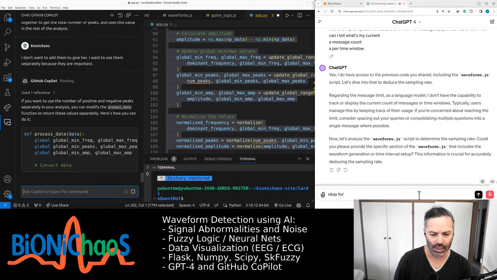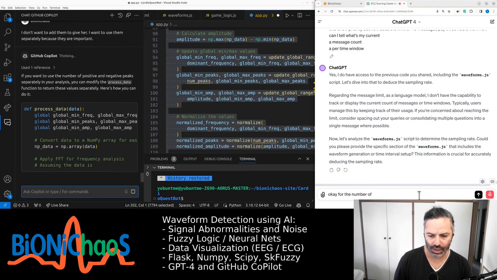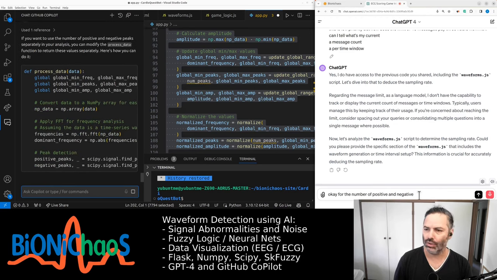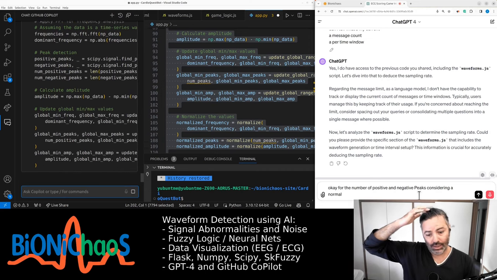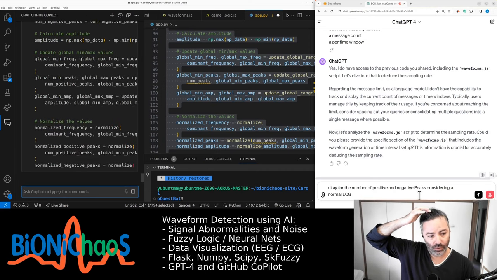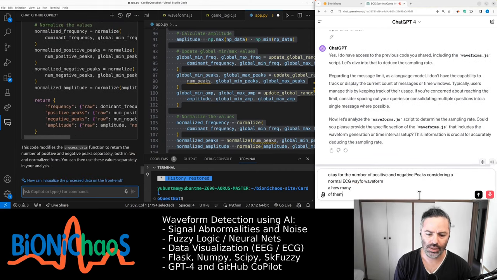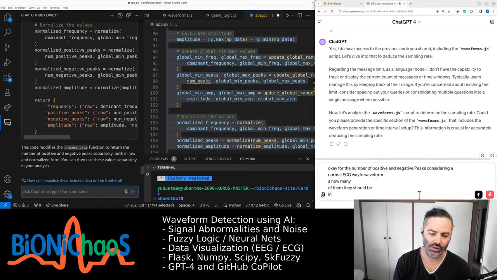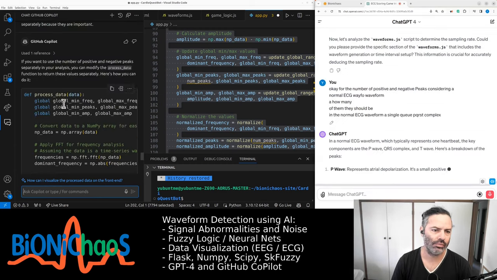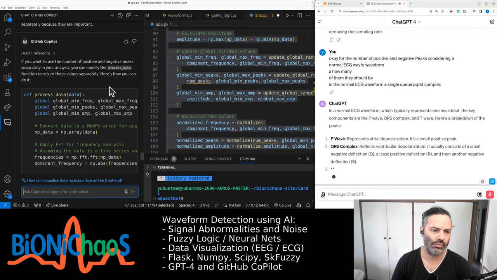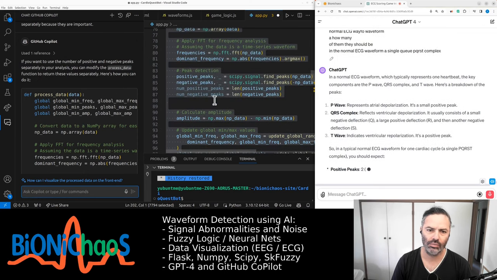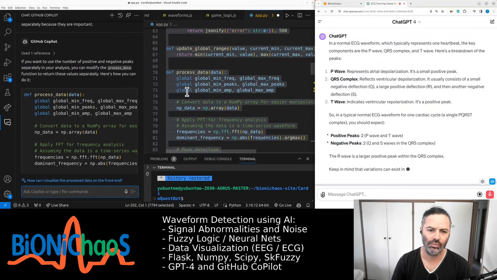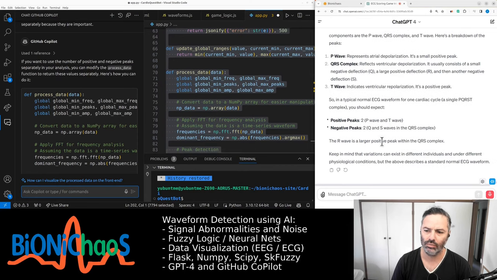Okay, for the number of positive and negative peaks, considering a normal ECG waveform, how many of them should there be in a normal ECG waveform? A single QRS complex. In a normal ECG waveform, which typically represents one heartbeat, the key components are the P wave, QRS complex, and T wave. Here's a breakdown of the peaks.